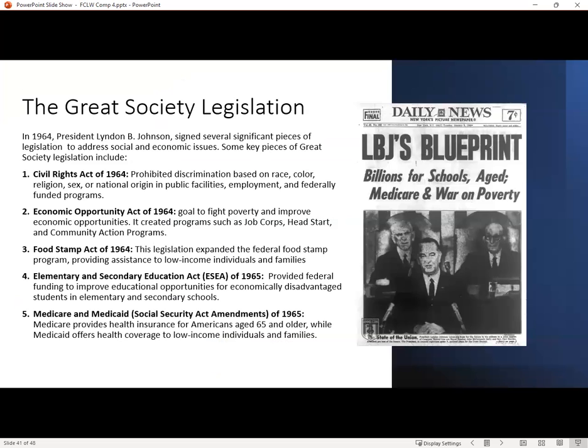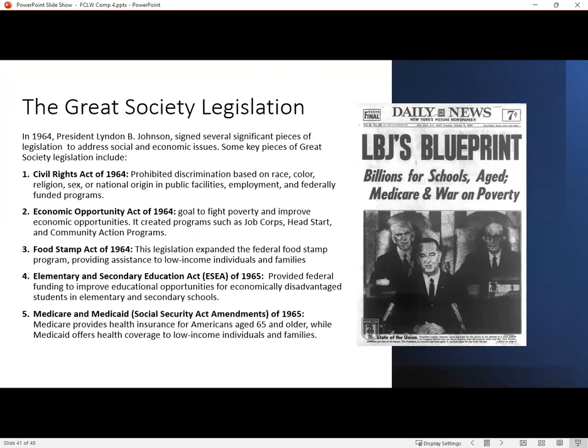So I wanted to show you the Great Society legislation. LBJ's blueprint for the Great Society was almost like what was happening with the New Deal. The economics were really bad, and social issues were really bad, and he wanted to do something to make it better. One of the things in it is the Civil Rights Act of 1964, which prohibits discrimination based on race, color, religion, sex, national origin in public facilities, employment, and federally funded programs.